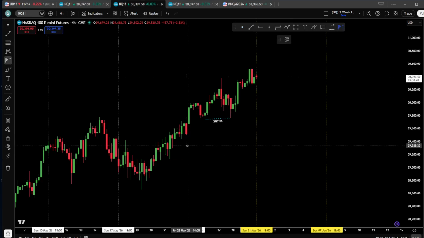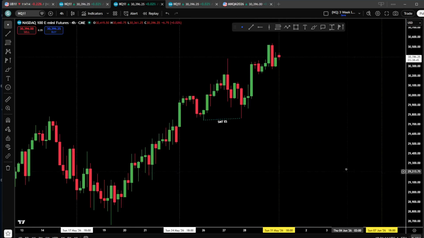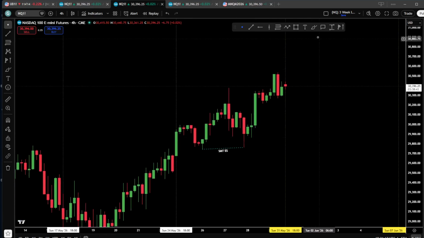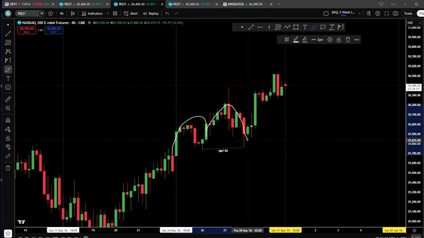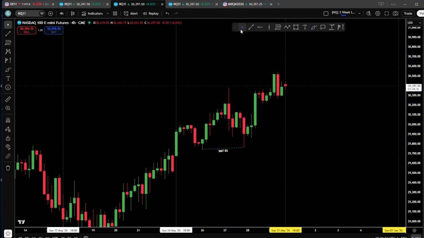If we look at a previous week look back, well, here what we can see first of all is that we can see the weekly profile of last week, which was a range to expansion profile.